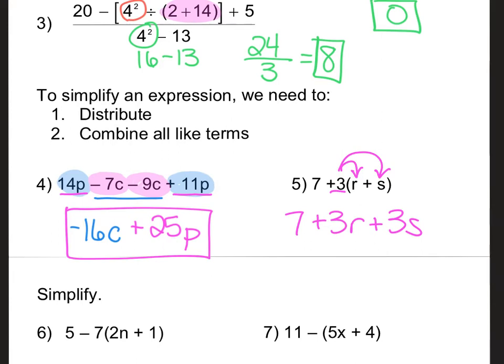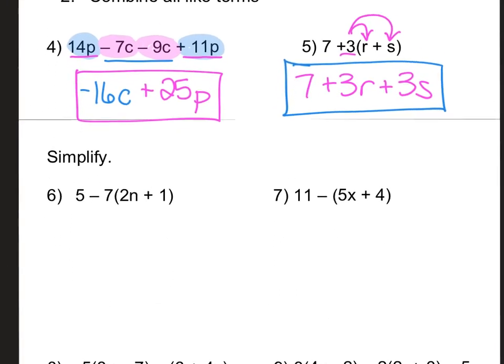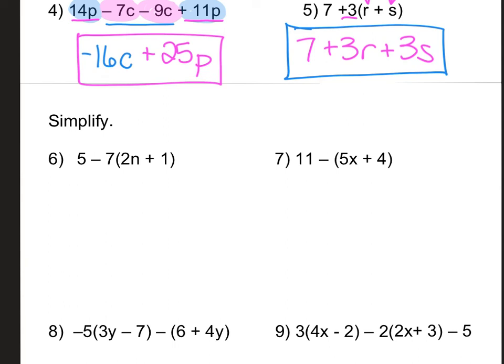So do we see any more like terms here? Well, 7 doesn't have a variable, so it is not the same as the other two. We've got 3r and 3s. All of those are different, so we can't do anything else with this. So this is considered simplified. Okay, so let's go on to number 6.